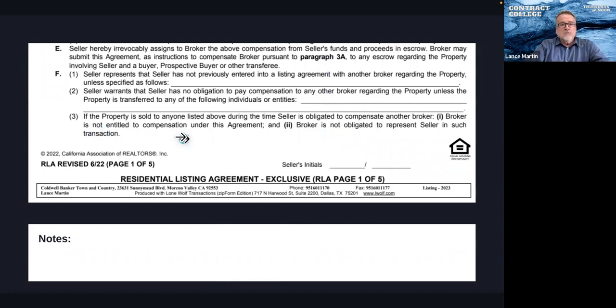If the property is sold to anyone listed above during the time, seller is obligated to compensate another broker. Broker is not entitled to compensation under this agreement, and broker is not obligated to represent the seller. So this is kind of like a for sale by owner situation. If there is an exclusion with Sally Smith, and we basically said we're not going to get paid, well, that's fine. If you end up selling it to Sally Smith or anybody on that list, that's cool, but you're not going to pay me. Therefore, I'm not going to represent you. I'm not involved in the transaction anymore. I don't want the liability associated with that transaction.